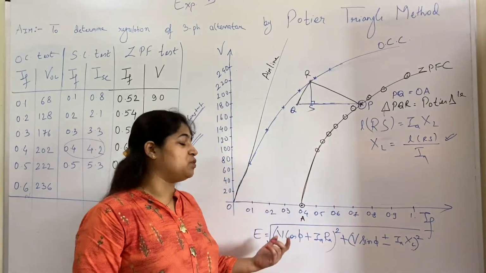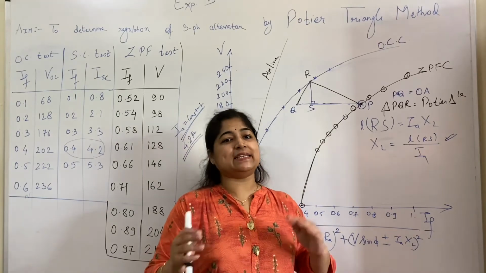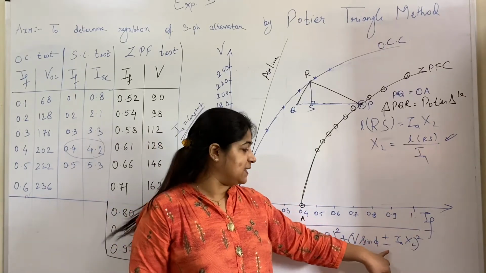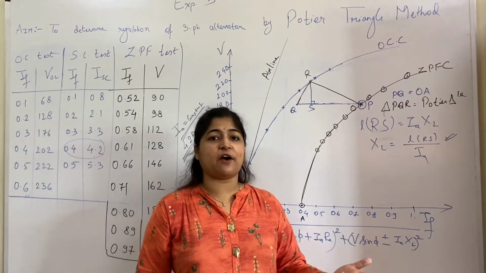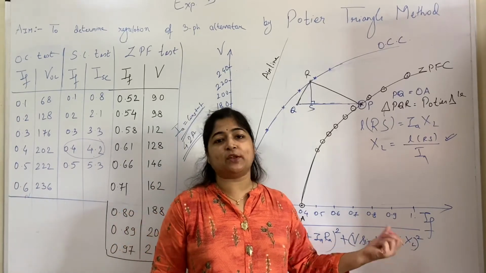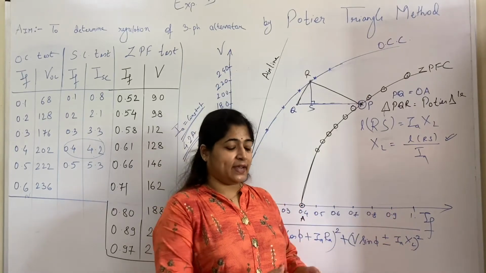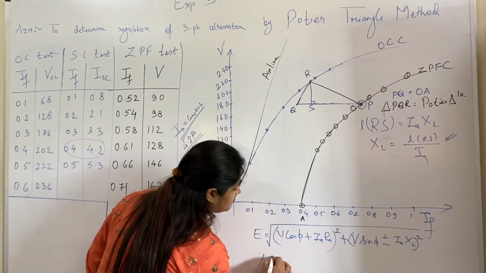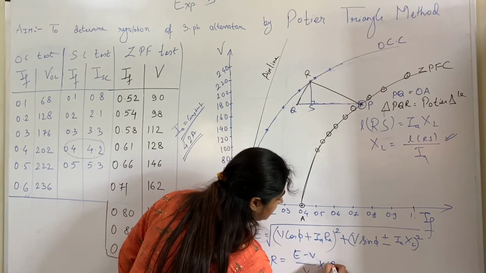So you will just substitute and get the value of EMF at 0.8 lagging, 0.8 leading, as well as unity power factor. You know positive is for lagging, negative is for leading. For unity power factor, you can substitute cos phi is equals to 1, sin phi is equals to 0, and you will get EMF equation at unity power factor. Then finding out percentage regulation by the simple formula. Percentage regulation is E minus V upon V into 100.